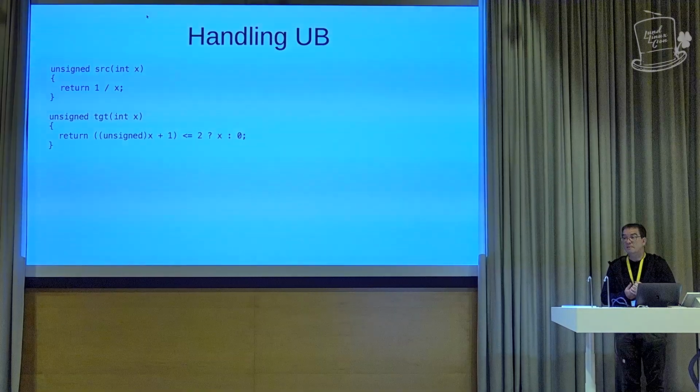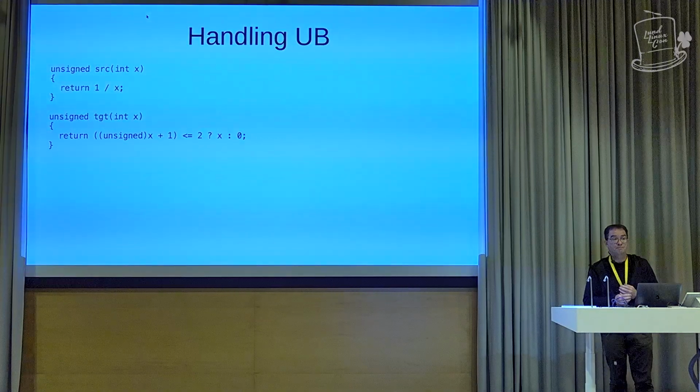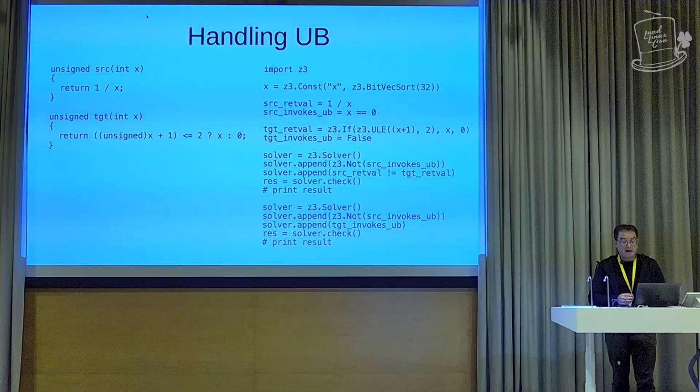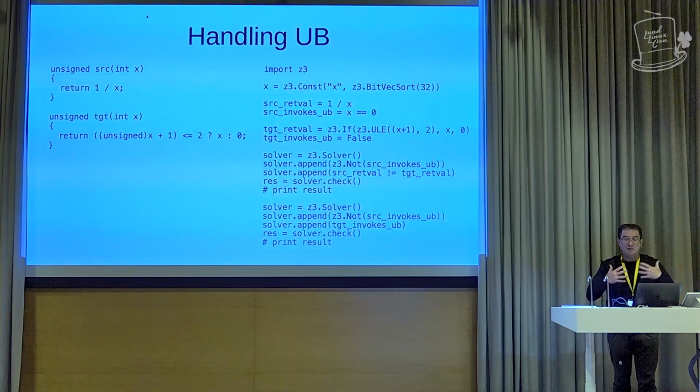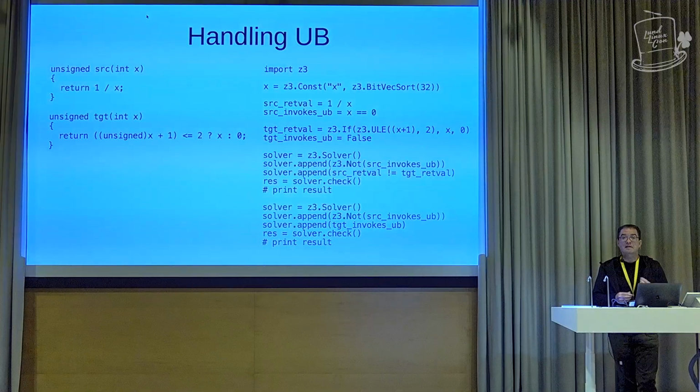One thing is undefined behavior. Let's say we want to, again, show that target is a valid optimization of the source function here. But here we cannot check that it's the same for all values because source is not defined for x is 0. So we handle this by keeping track of each instruction we added to the expressions, if it can involve undefined behavior, and if so, for which values.